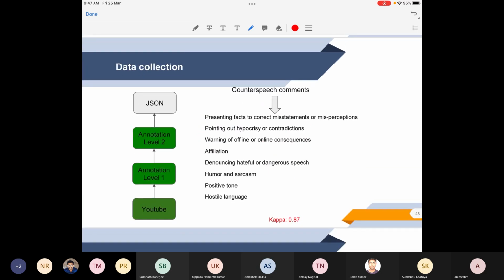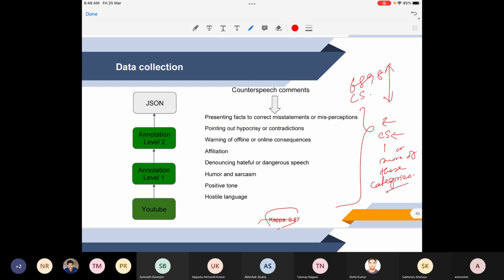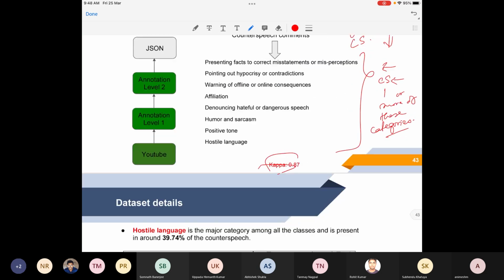And then in the second level of annotation, we had the 6,898 counter speech comments, and we asked the annotators to segregate them into one or more of these categories. So a particular counter speech could belong to one or more of these categories. The annotators had a free hand in labeling each comment with multiple labels; we did not restrict them to one single label. Here also the kappa value is pretty high, so we were confident that the annotations we have done are usable for our further experiments.